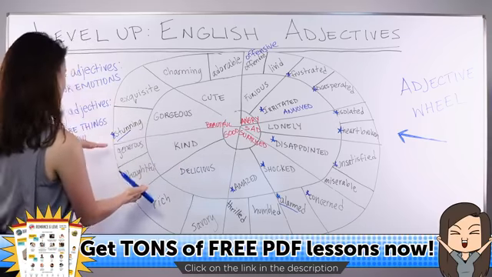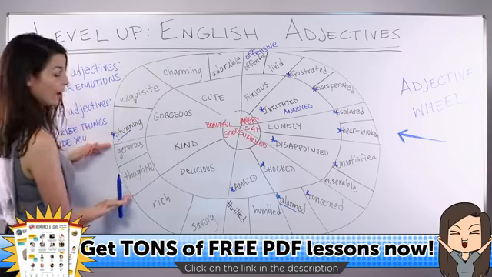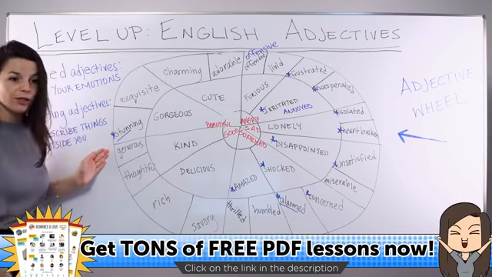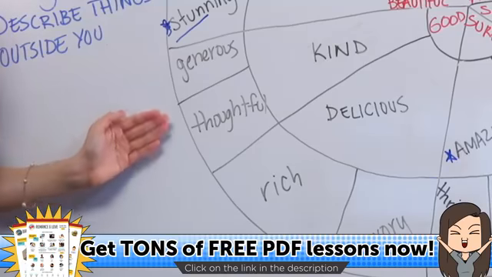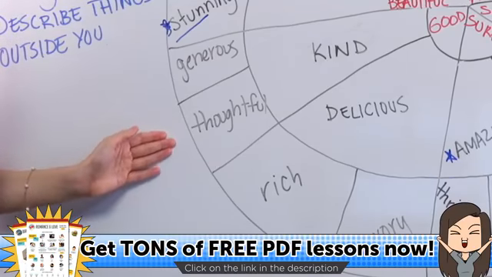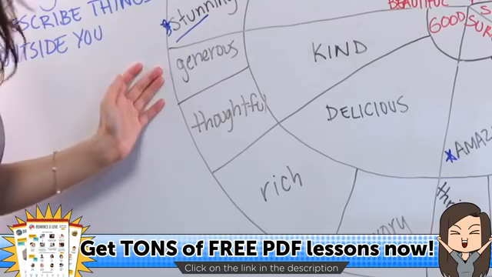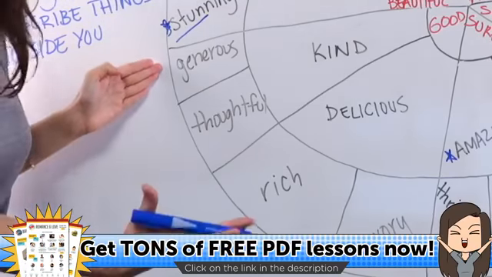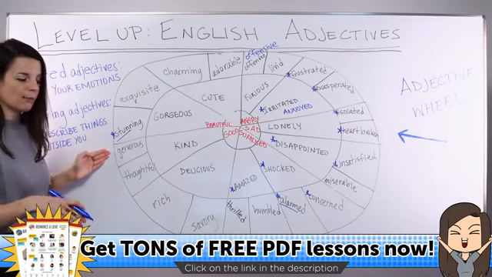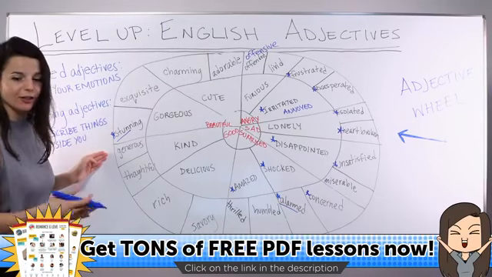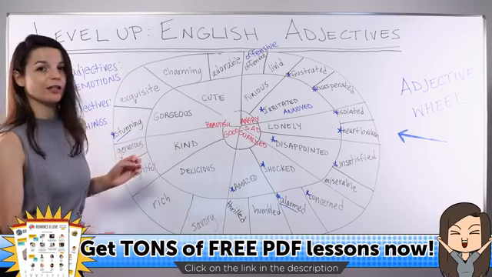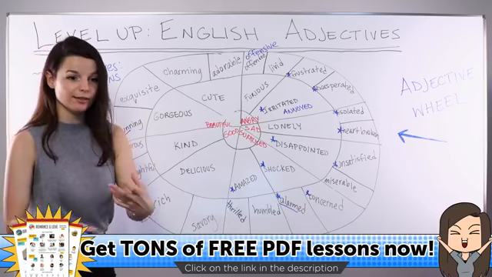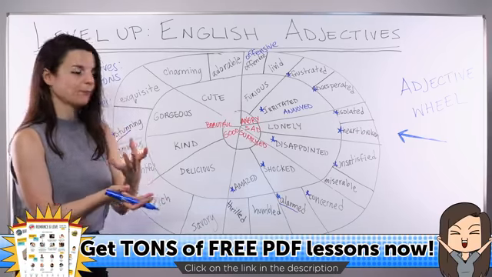Inside kind then, I've chosen two more adjectives. I've chosen first generous, and I chose thoughtful. So let's look at generous first. Someone who is generous is very giving. So someone who's generous, maybe they give money to others, or they feed others in their community, or they just give people gifts. Someone who is generous gives a lot of things.